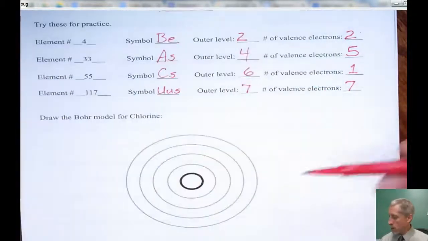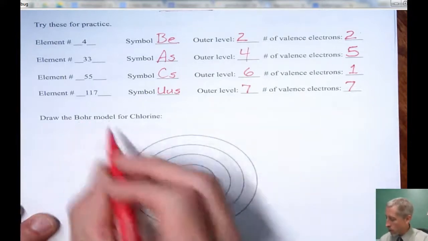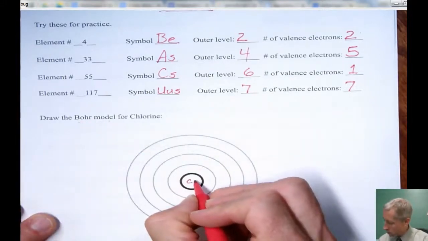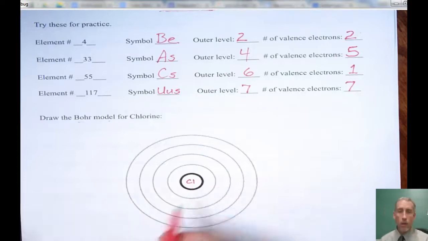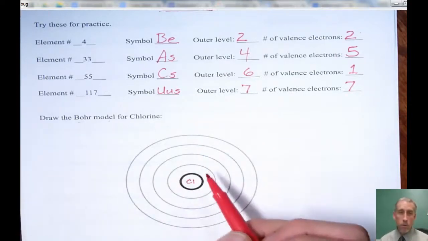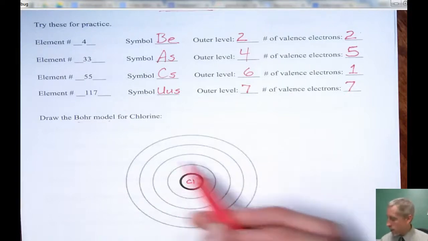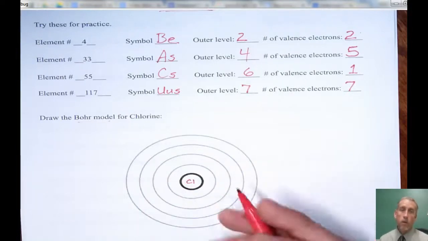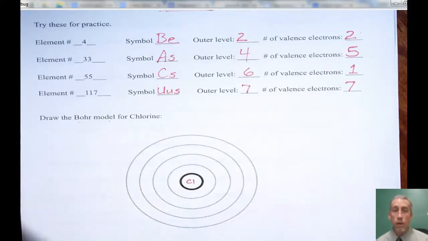So we put the symbol on what we call the Bohr model. We put the symbol right here in the middle, capital C, lowercase l. And then what I've got here for you, just easier than you drawing it, is the energy levels drawn. So you're just going to place the appropriate number of electrons in each of those energy levels. Now use a little care when you do this, because I want to be able to count them to check that you've done it correctly.